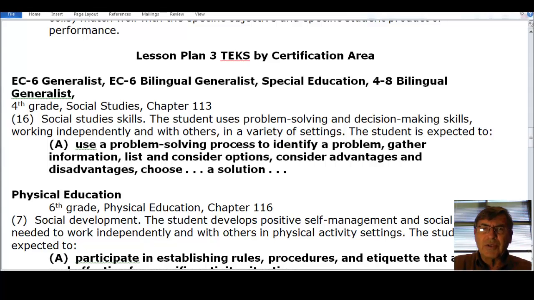This is a short clip to talk about Lesson Plan 3, especially for the elementary and the social studies. Includes special education. Fourth grade social studies skills. And the TEKS is, the student is expected to use a problem-solving process to identify a problem, gather information, list and consider options, consider advantages and disadvantages, and choose a solution.